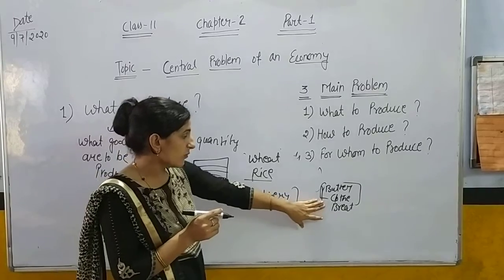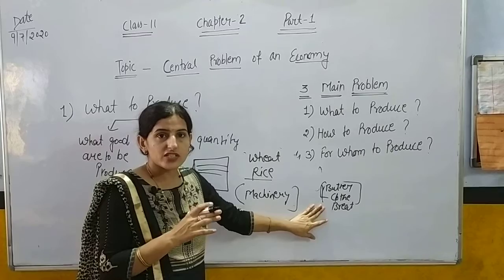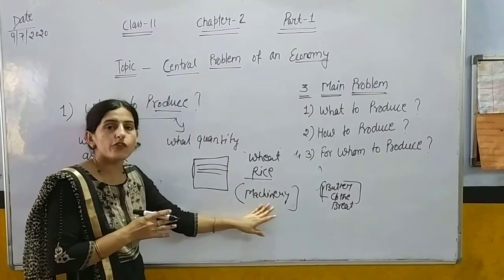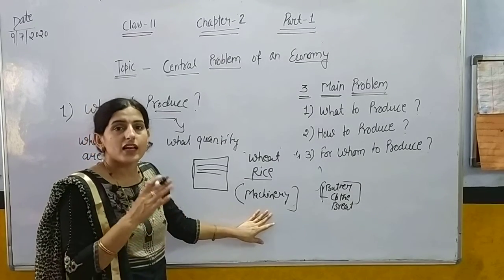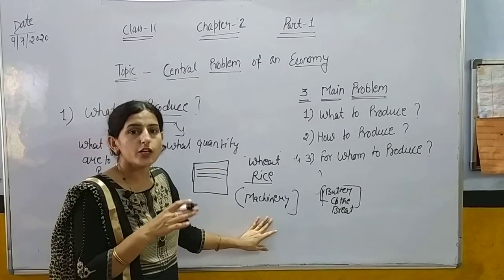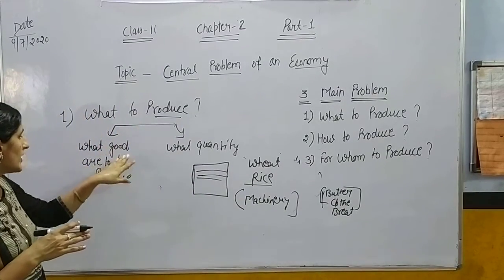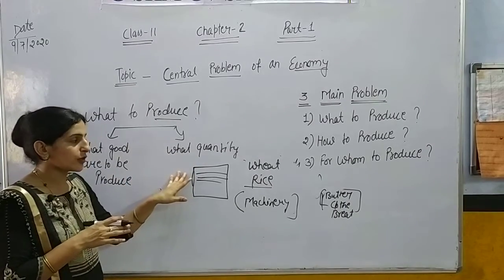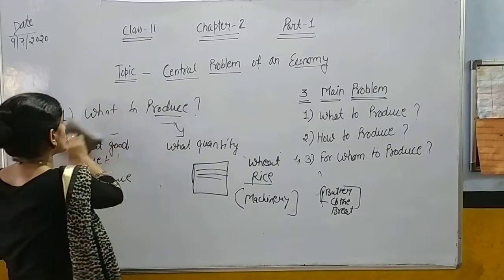If we produce more consumer goods, then all the consumers get satisfaction of their wants, but because of less production of producer goods, there will be less investment and less GDP, and that causes less growth of the economy. I hope you got this point. What to produce, what goods should be produced, and what quantity has to be produced. The next is how to produce.